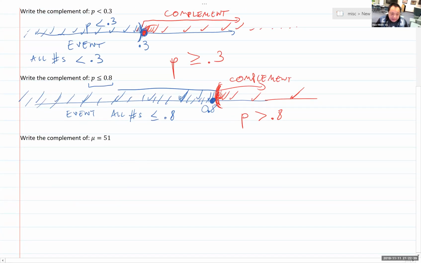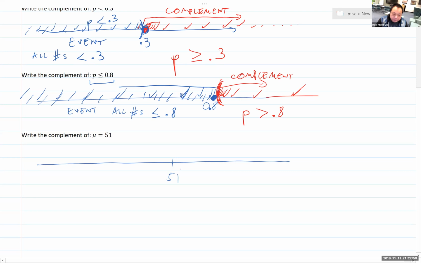All right, let's take the last one. Write the complement of mu equals 51. So here's the number line, and here's the number 51. And the event is just this one number.